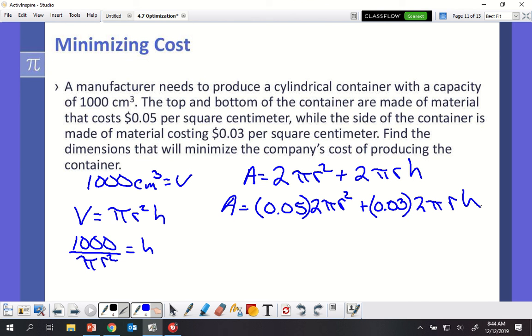What else do I have to replace? Yeah, let's replace the h. Because I don't want the h over there, my cost is equal to, multiplying that makes it a little bit easier, 0.1 pi r squared plus 0.06 times pi r times 1,000 divided by pi r squared.